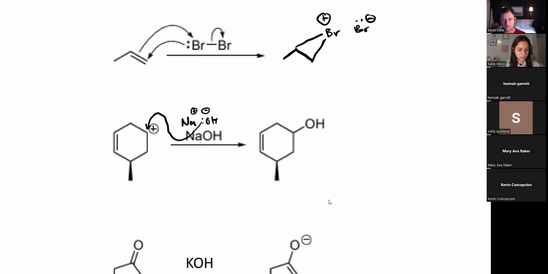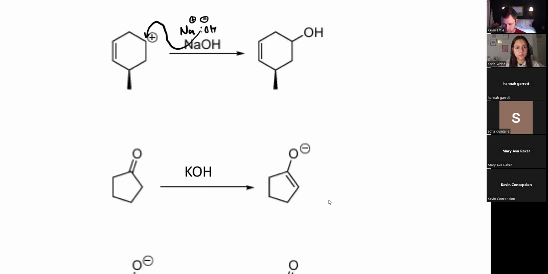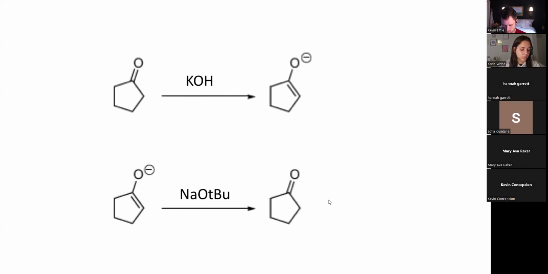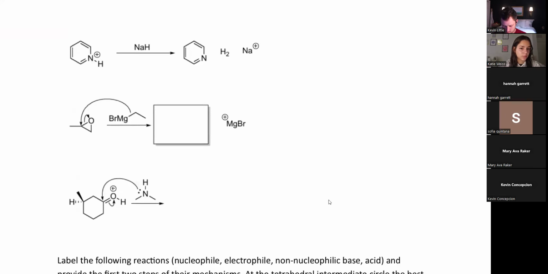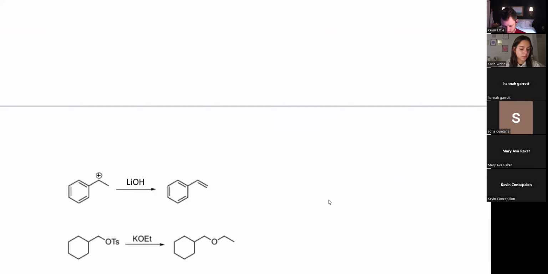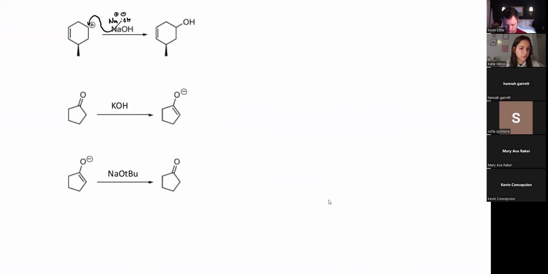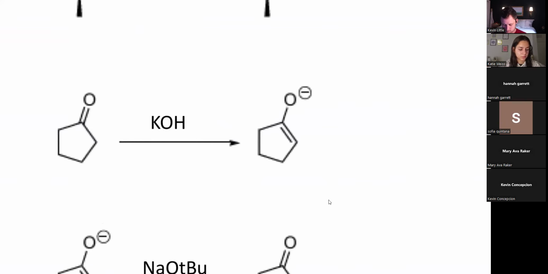OH is adding directly into that carbon. I need to explain that oxygen forming a bond with that carbon. We have a few more, but I'm going to skip around.